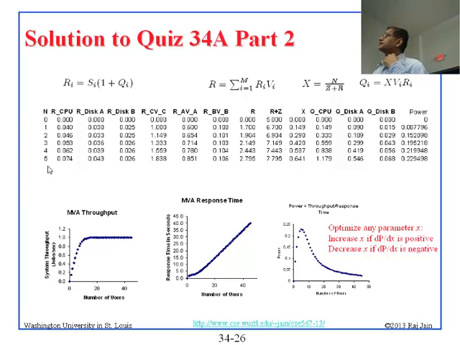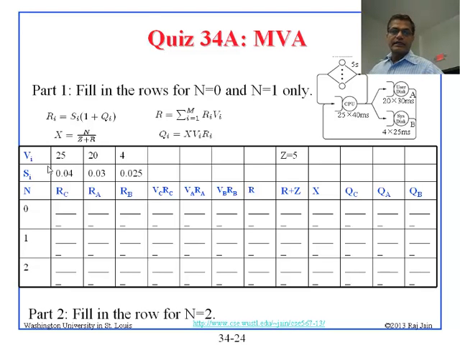Oh, because in the first row, yeah. So the good thing is that in these formulas I have given you here, I should have put sub n, right? R_i,n equals S_i times 1 plus Q_i,n-1, right? So when n equals 0, there is no Q_n-1. Basically, we know that the Q is 0. So the first row is filled in with zeros.